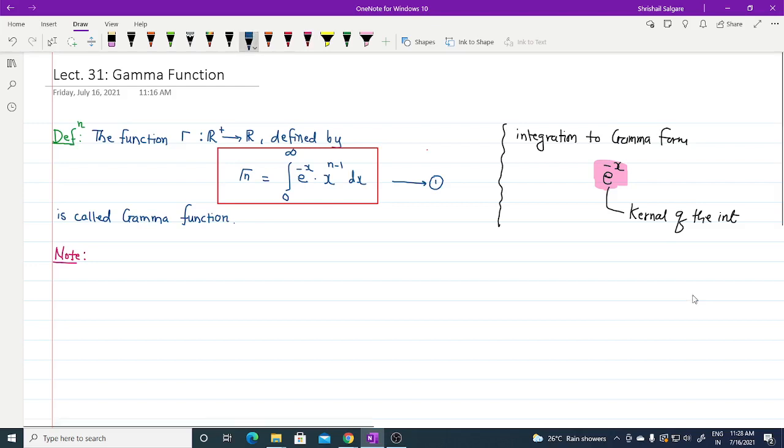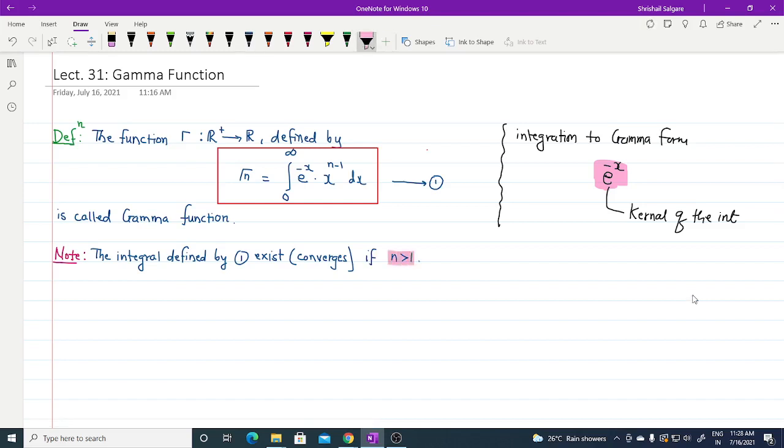The integral defined by 1 exists, or we can say converges, if n is greater than 0. Convergent means the integral exists. Sorry, n is greater than 1? Remember this part: n is greater than 0, not 1. So n is greater than 0.